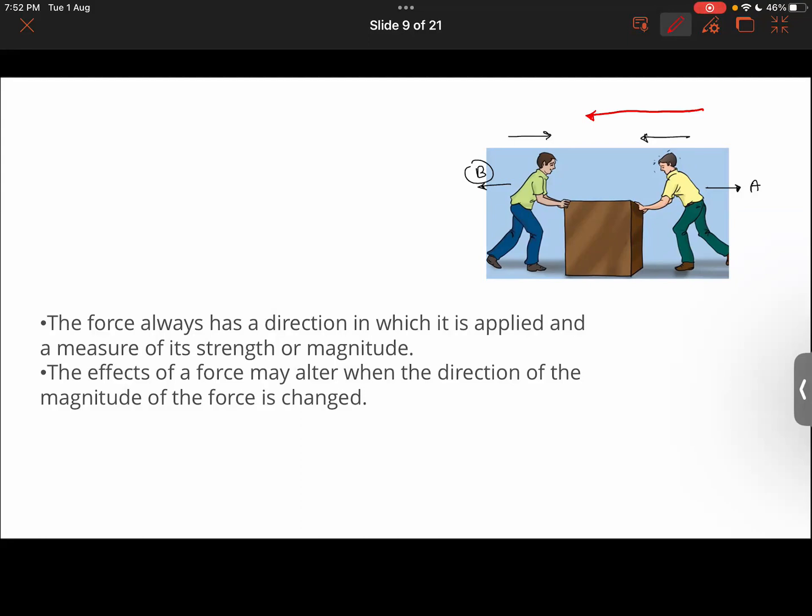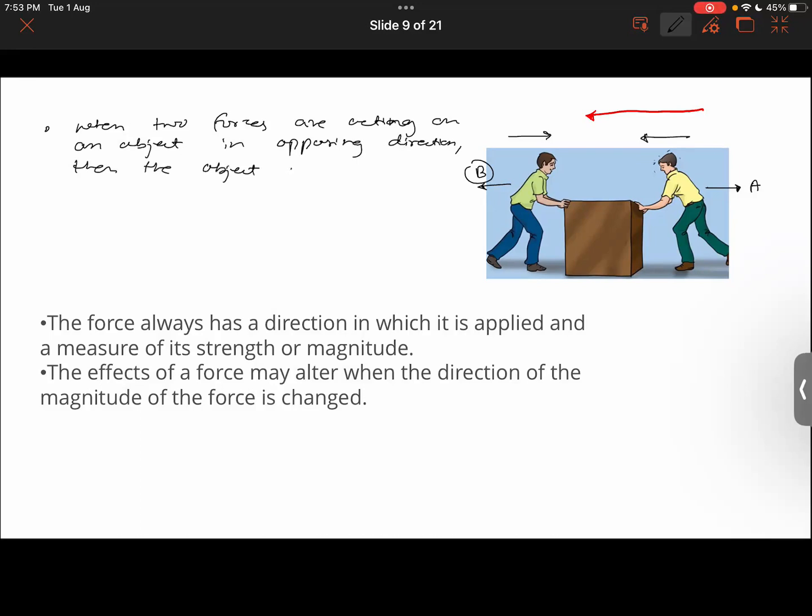So when two forces are acting on an object in opposing directions, the object will move towards the side where the lesser force was acting, right? That is towards the side of person B.